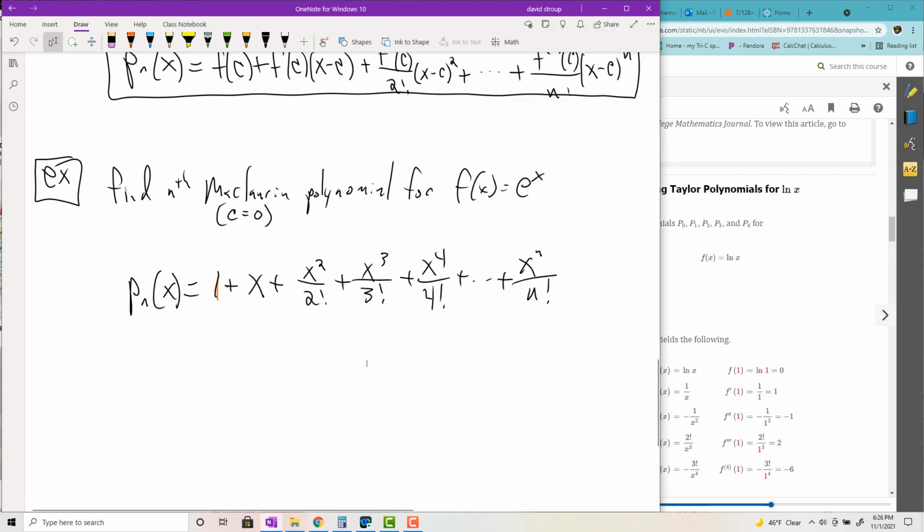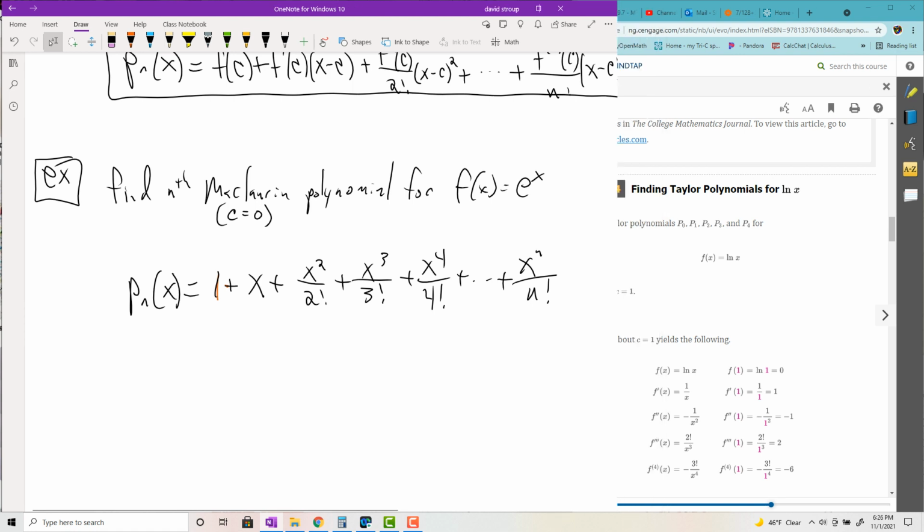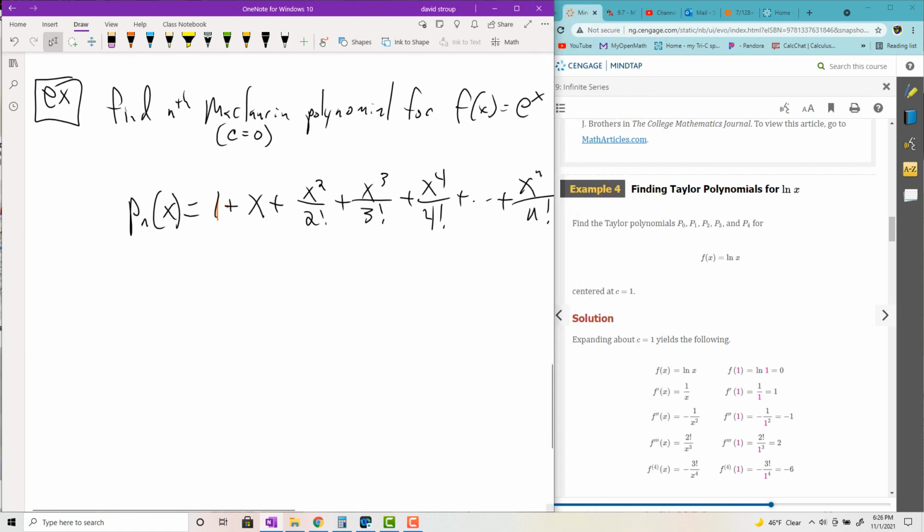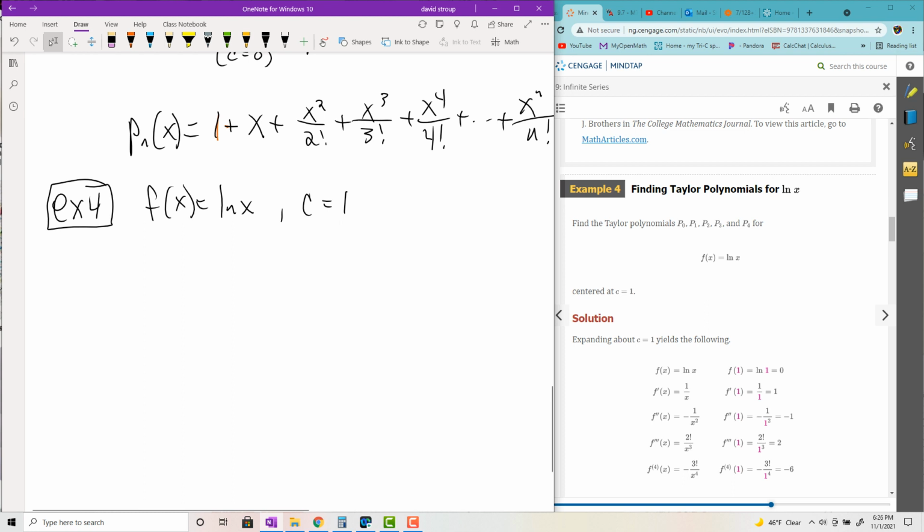Let's do something other than e to the x, right? So e to the x is pretty simple because of its derivatives, but then you'll come across examples like number 4, finding the Taylor polynomials for f of x equals ln x, and this time it's Taylor. We want to center it at c equals 1. Okay. They want you to find p sub 0, 1, 2, 3, and 4. Let's just find p sub 4. Okay.